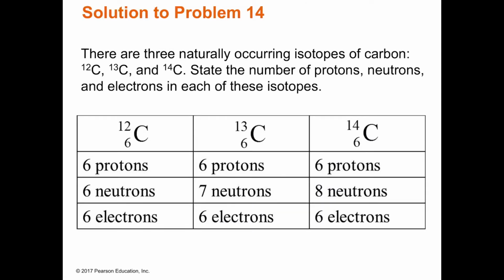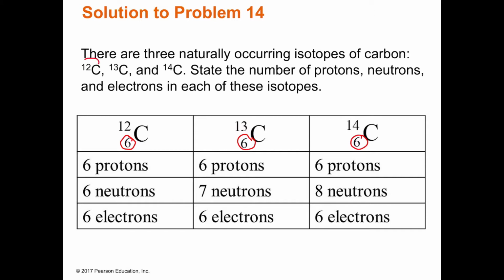Okay, so this was problem 14. And so again, the number 6 on the bottom tells us that all of these are carbon. They all will have 6 protons and 6 electrons. The number on the top is different, which means that they are different isotopes. And again, we can subtract those to figure out the number of neutrons. So 12 minus 6 will give us 6, 13 minus 6 gives us 7, 14 minus 6 gives us 8.